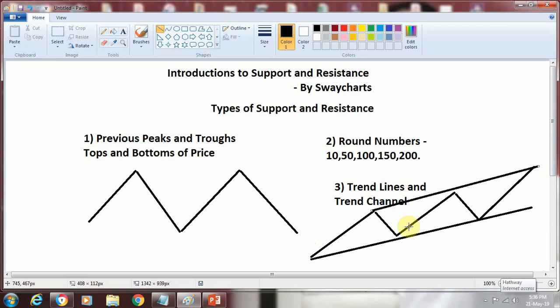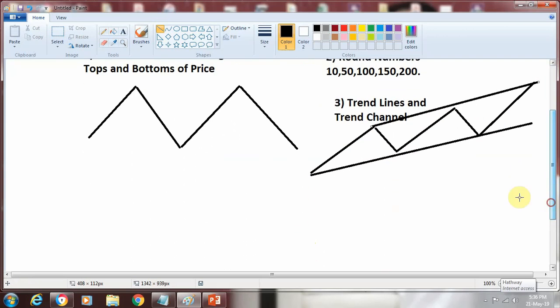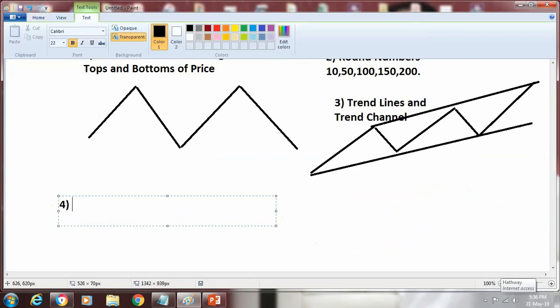Then comes the other type of support and resistance, which we also know as Fibonacci retracement and extension. Okay, we will be covering this as well in detail in the next videos which are coming up. Fibonacci, I'll just let you know something on it.